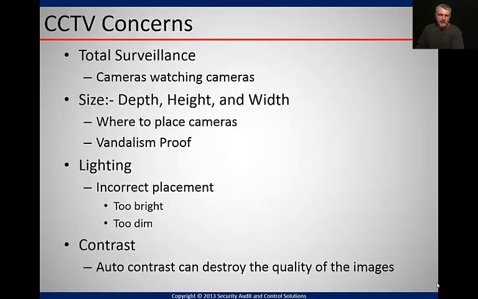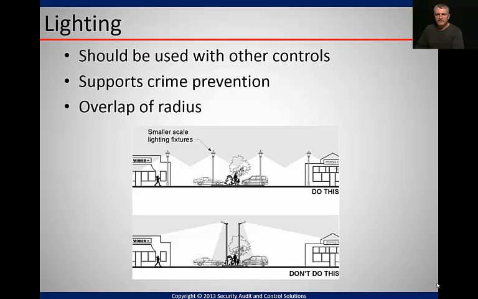Certain concerns that we can look at with CCTV include total surveillance. Sometimes are some cameras watching other cameras? Is it possible for people to bypass the cameras if they know where the dead spots are? Size, depth, height, width, where to place those cameras. Are they vandalism proof? Lighting, incorrect placement, either too bright or too dim. Contrast. There's also a problem with auto contrast, which can destroy the quality of the images as well.